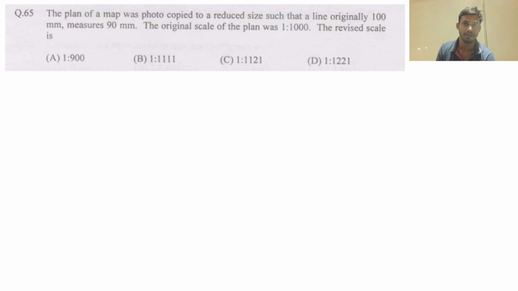Totally 5 questions are asked and all those 5 are 2 marks. So totally 10 marks. Question number 1. The plan of a map was photocopied to a reduced size such that a line originally 100 mm measures 90 mm. The original scale was 1 is to 1000.